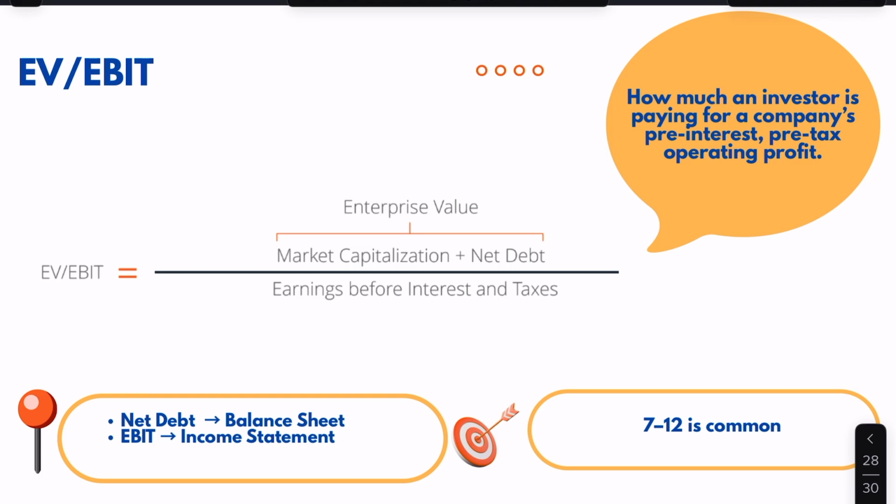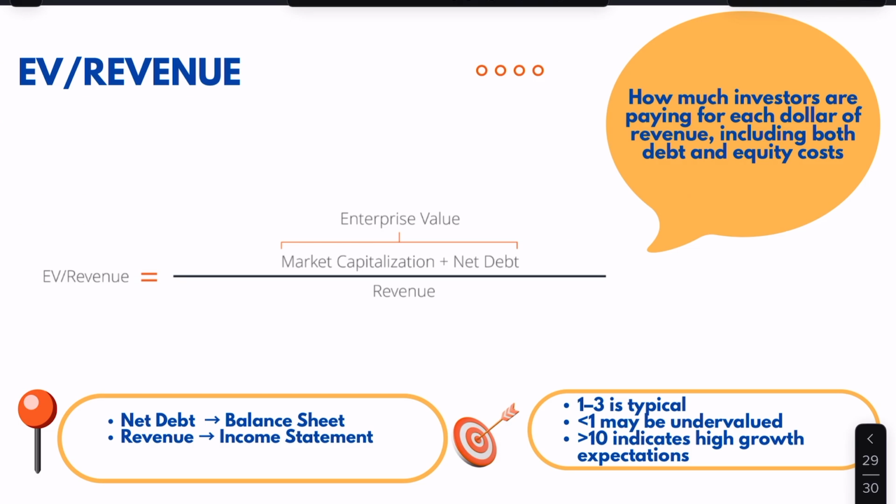EV by EBIT is the next ratio. EV by EBIT indicates how much an investor is paying for a company's pre-interest, pre-tax operating profit. Like EV by EBITDA, but subtracts depreciation and amortization for a more conservative view. So the formula is enterprise value divided by EBIT. You can find the net debt in the balance sheet, and EBIT you can find in the income statement. As a benchmark, 7 to 12 is typical for this ratio, and it's useful when comparing mature companies with significant capital costs.